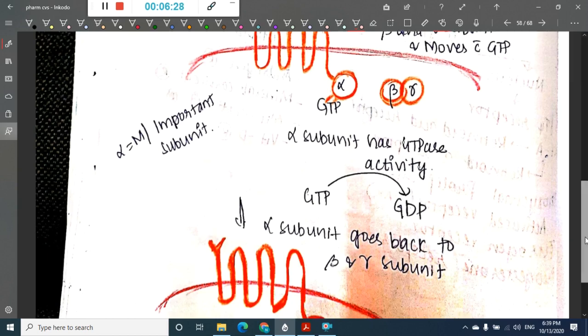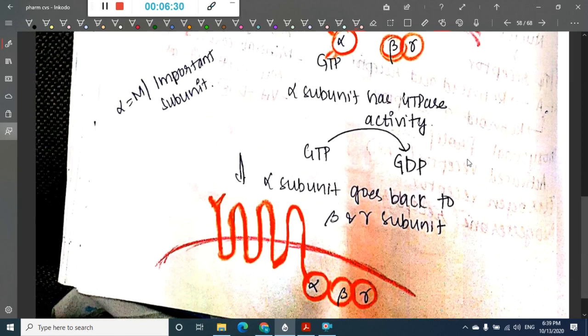Okay, now once the alpha GTP gets converted to GDP, the alpha subunit goes back to the beta and gamma subunits. So if you see, the alpha subunit is the most important subunit. Okay, so this is important.